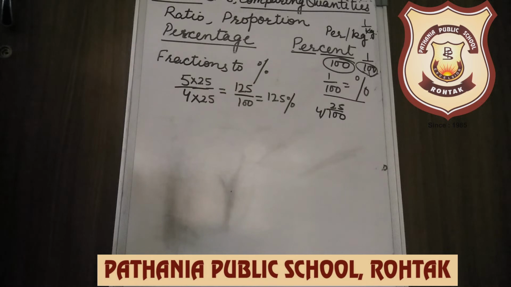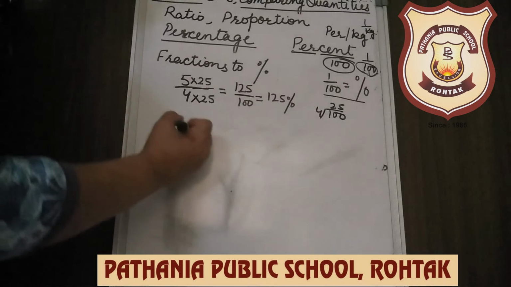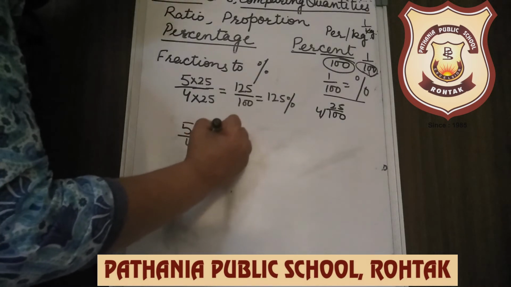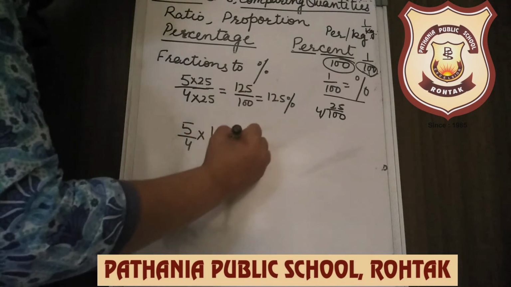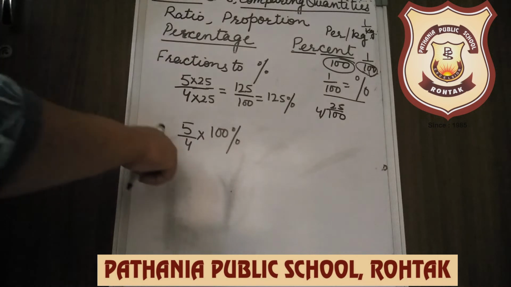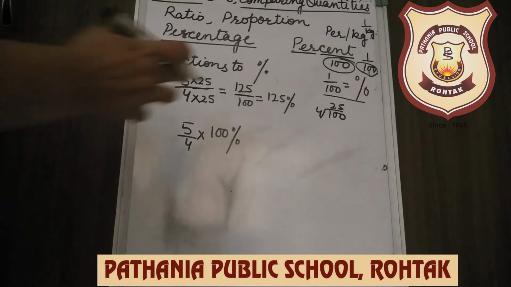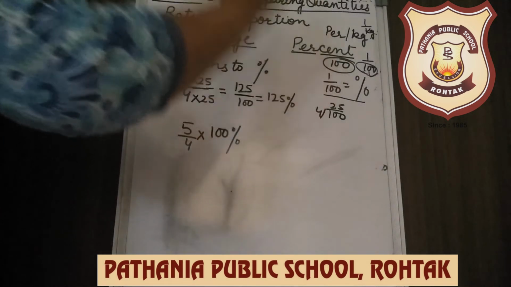Okay. But there is another method also. Multiplying this with 100%. Take 5 by 4 and multiply it with 100%. Why am I taking 100%? You might be asking why I have not taken 1%. 1% means 1 upon 100.